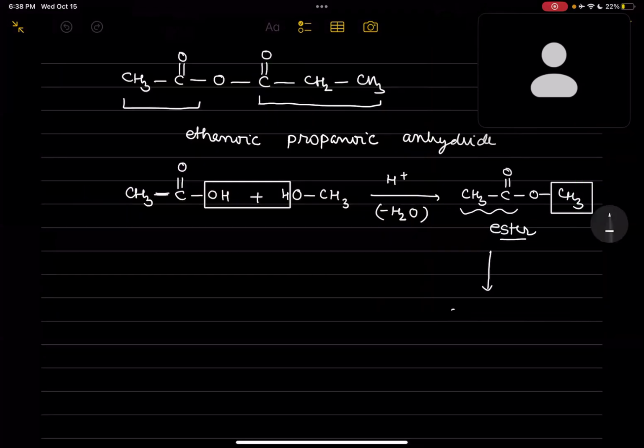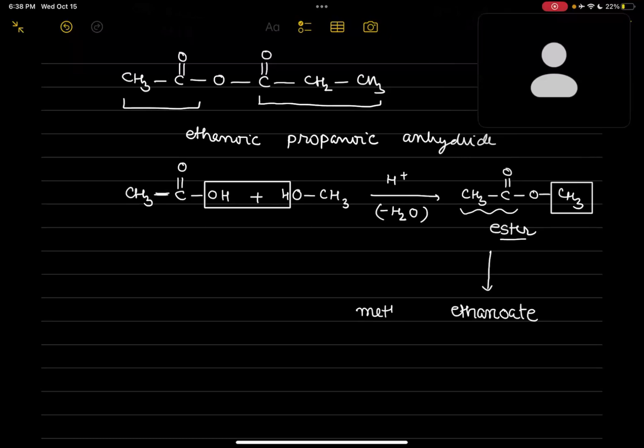Eighth. In and O8. Clear? Ethanoate. Yes, sir. Where is this methyl going to find its place? In the starting. Yeah, it is treated as a side chain or a substituent, methyl. Methyl ethanoate.